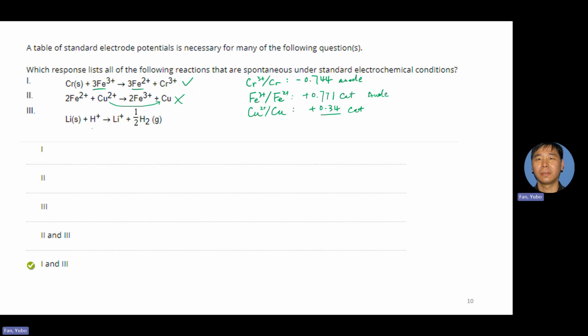Okay. The last one, lithium reacts with hydrogen. Hydrogen is 0. Lithium is very negative, one of the most negative ones. So lithium is oxidized, which is the anode, right? Hydrogen is 0, so hydrogen is the cathode. So cathode minus anode, 0 minus negative 3.04. So we got a positive value, so this is also correct. That's why we choose this one.